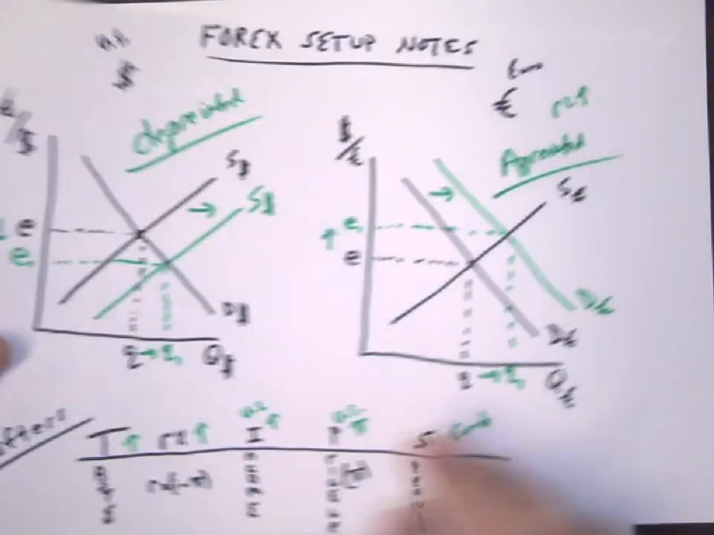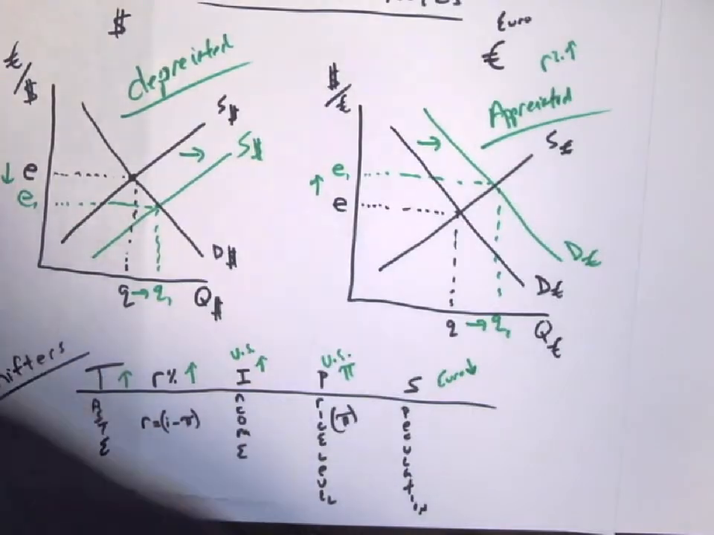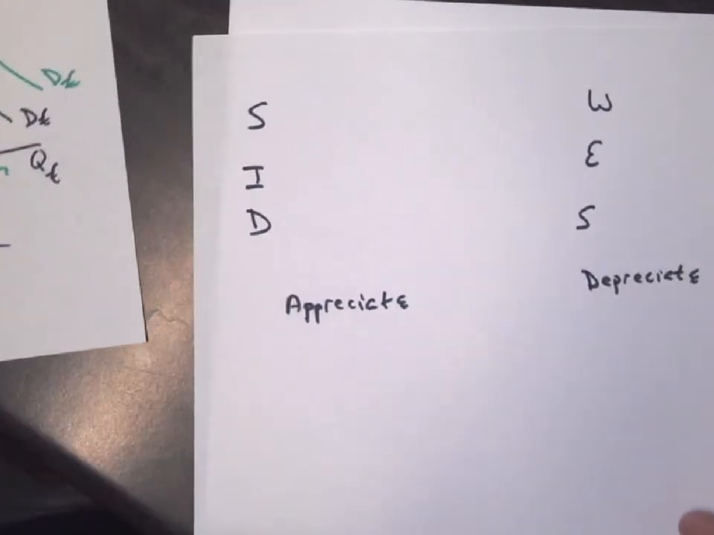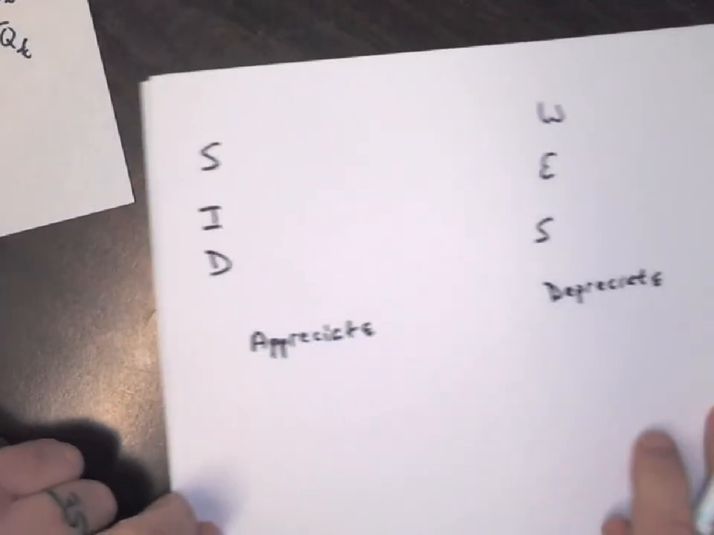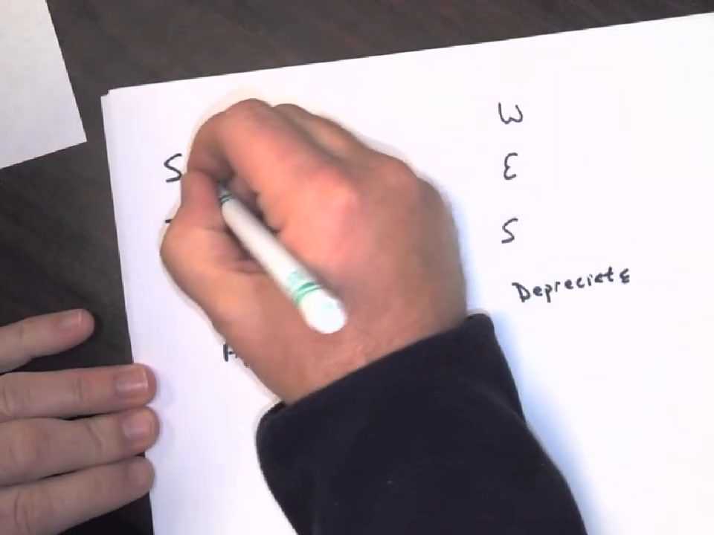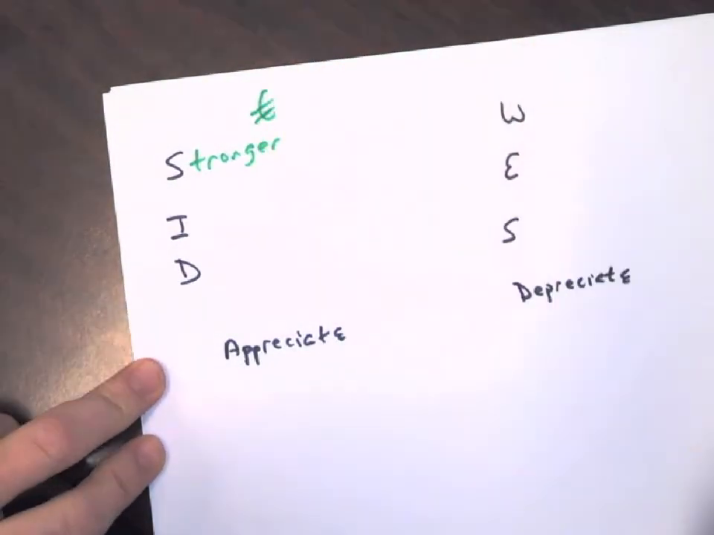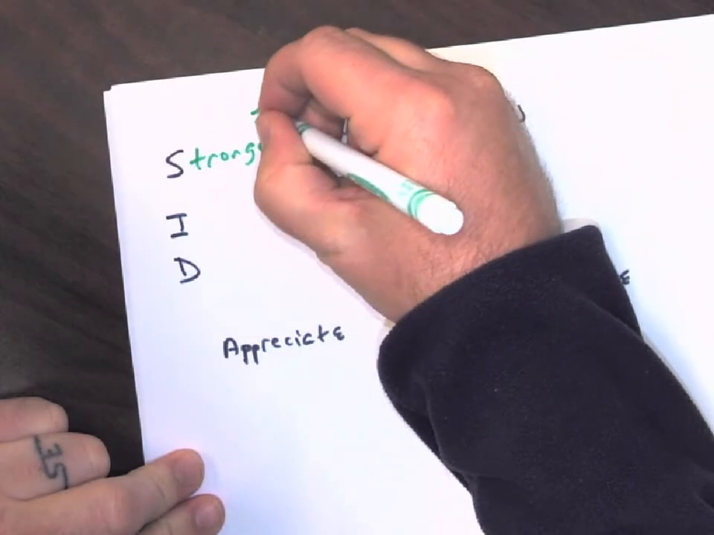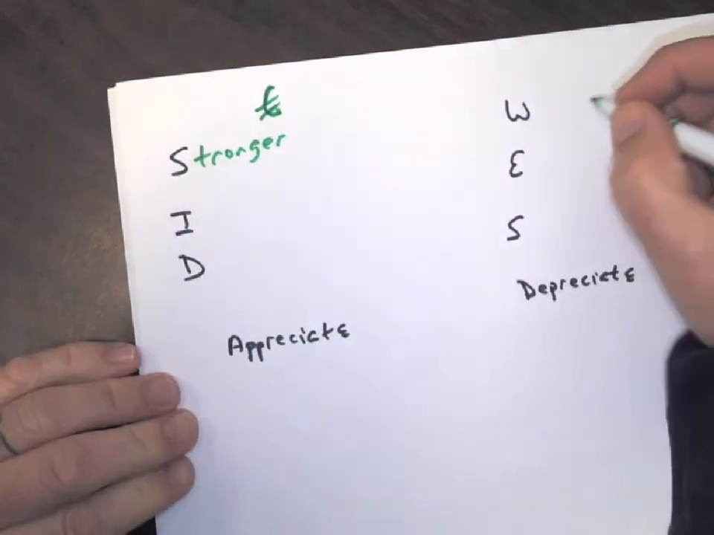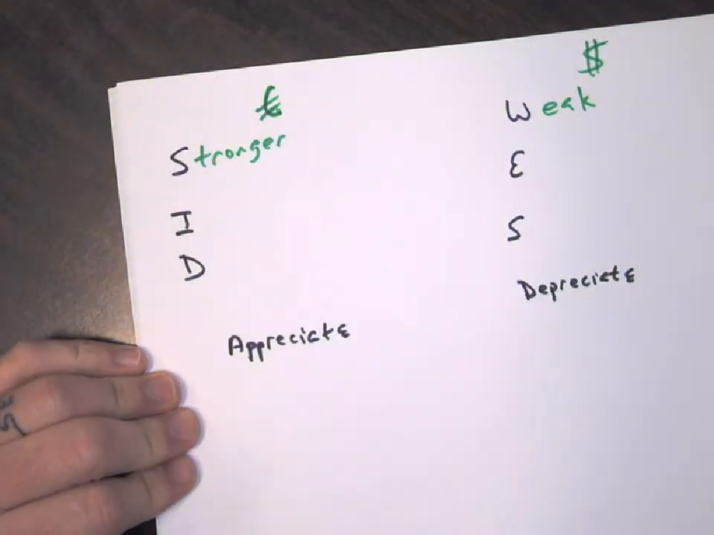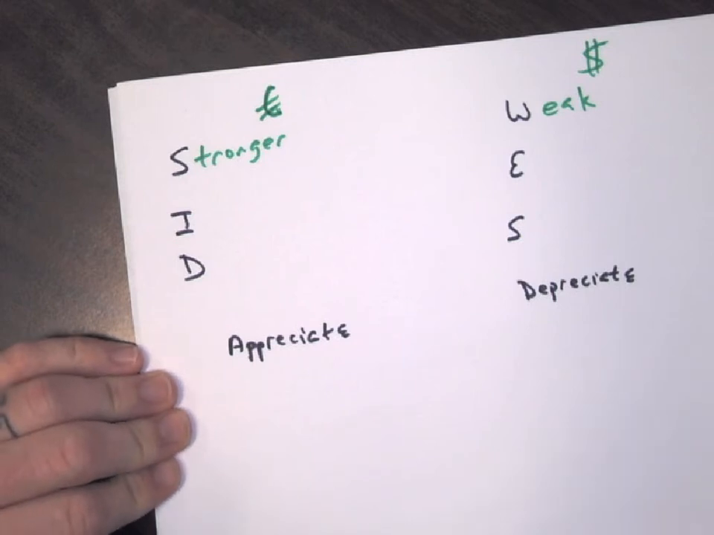When that happens, we're going to have two new characters come out in the story. Their names are Sid and Wes. Sid and Wes mean appreciate and depreciate. So if it's Sid, it gets stronger. And which one got stronger? The euro. So the euro got stronger. The dollar got weaker. Now when that happens, we're going to have a change in our exports.